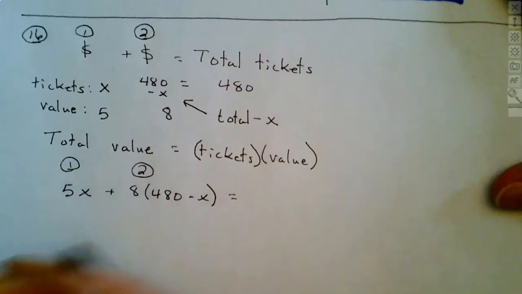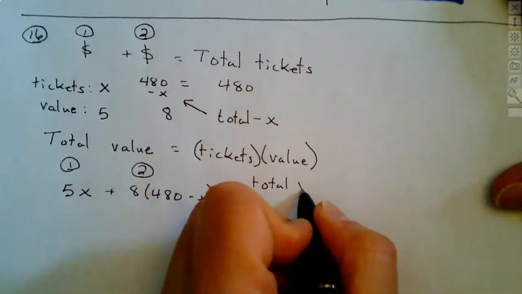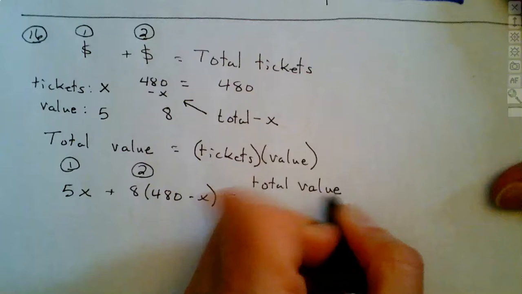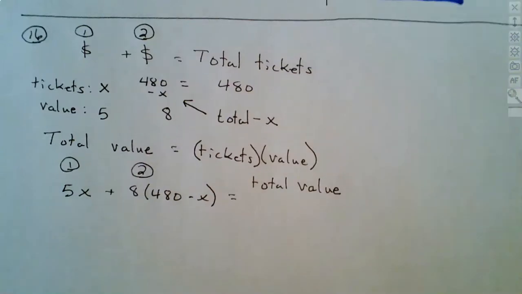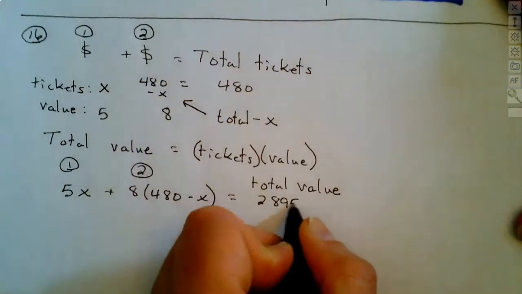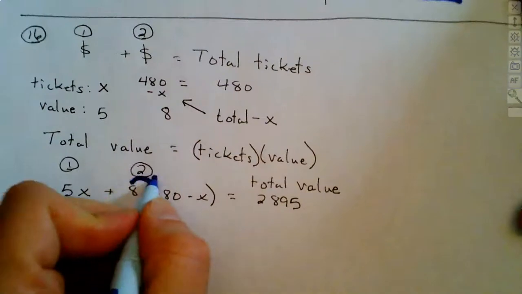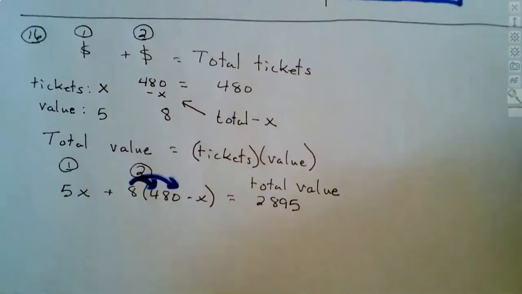And then we need to know the total value, not the number of tickets, total value. So how much money did they take in for this Hello Dolly production? Looks like they took in $2895. Now we can solve it. We need to get both of these. So we'll begin by distributing through that 8. Combine like terms and solve it.